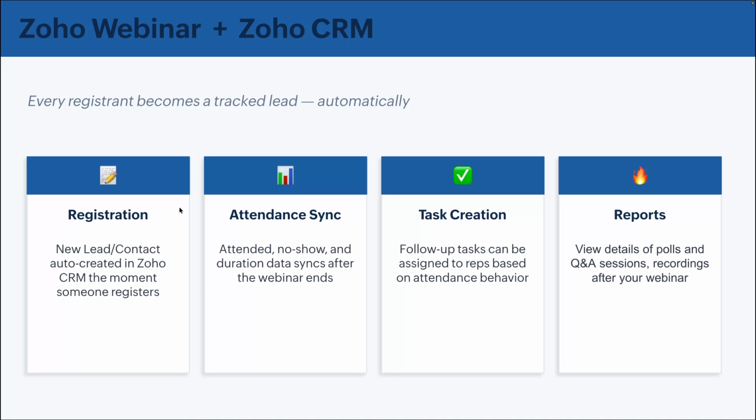Within your Zoho CRM itself, you will get all the webinar reports. That includes the poll details, the questions and answers, and recordings of the webinar, and you can find all these details in your webinar details page on your Zoho CRM itself.